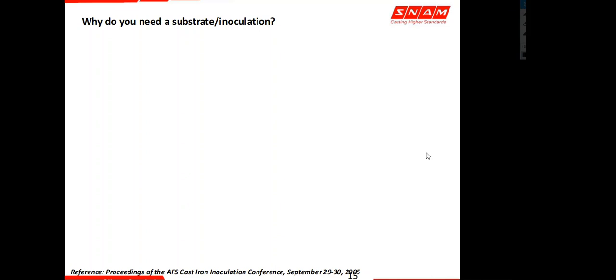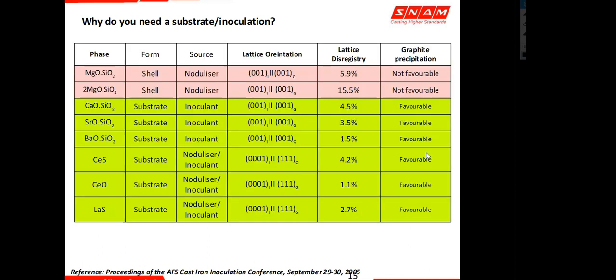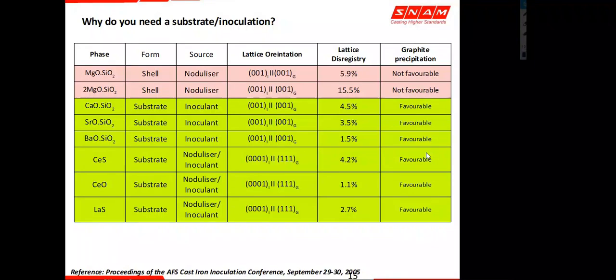So the answer for this is there are some ill effects due to the magnesium treatment happening to the liquid metal. So we need to have some extra elements added to compensate for that. This is a table which talks of the different levels of formation of compounds and their compatibility with the graphite.